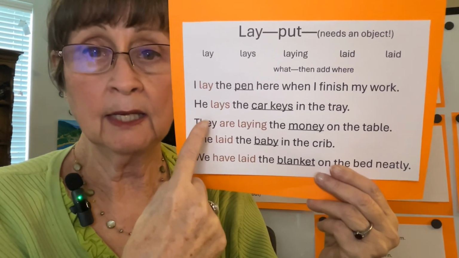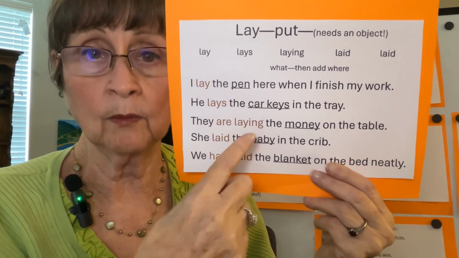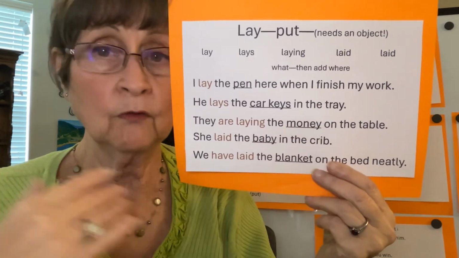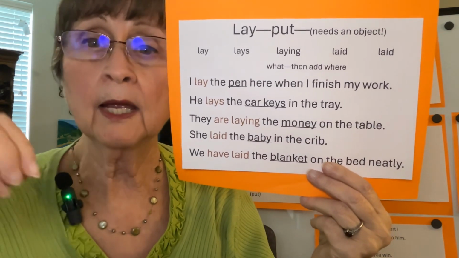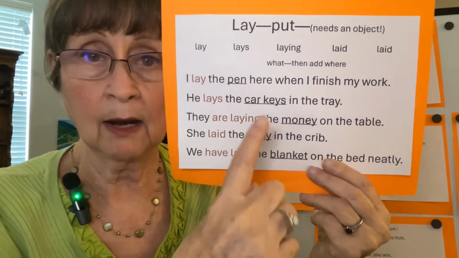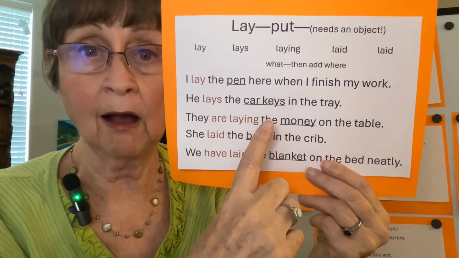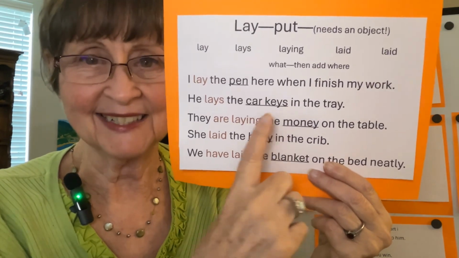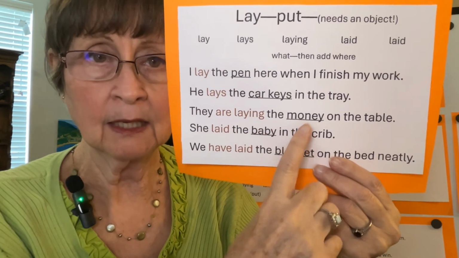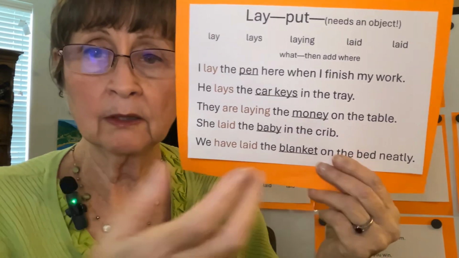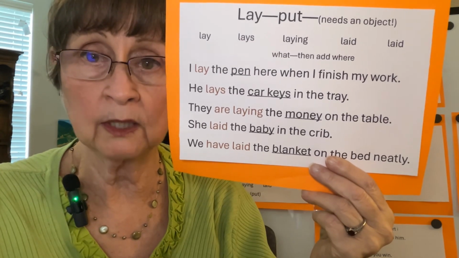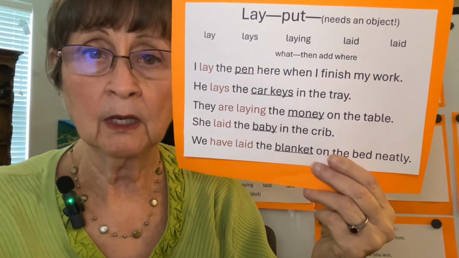Every day, he lays, this is second form, the car keys in the tray. Every day when he comes home from work, he lays the car keys in the tray. Direct object, car keys. They are laying the money on the table. They have nickels, dimes, quarters, and they lay those coins on the table.